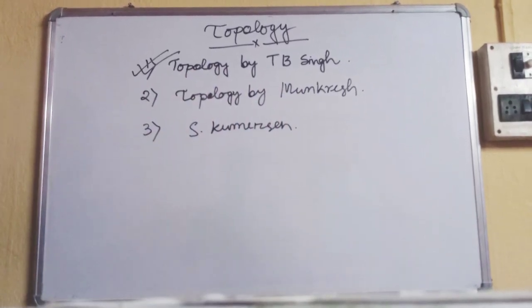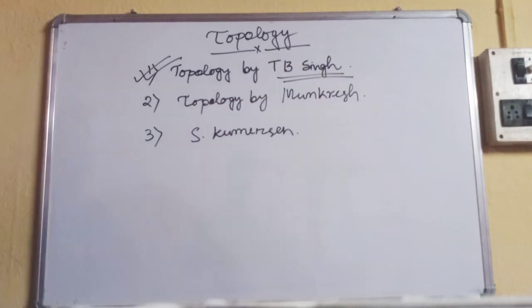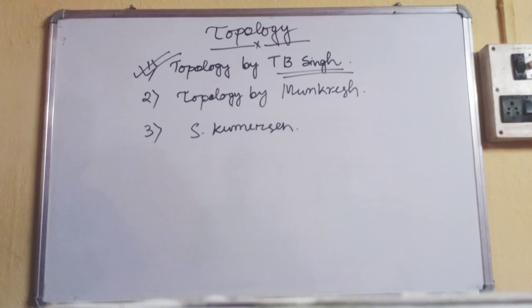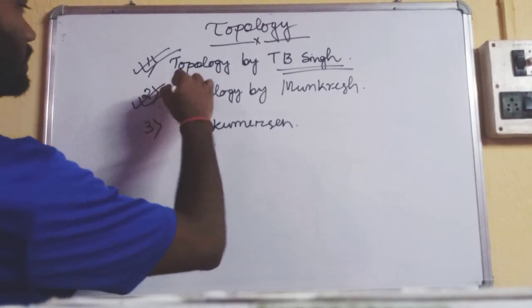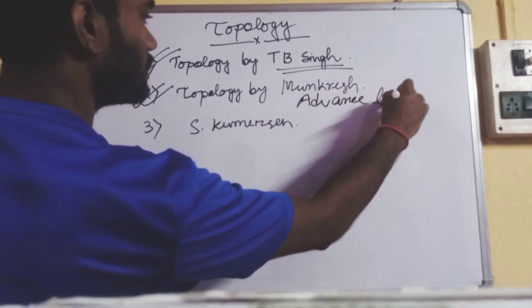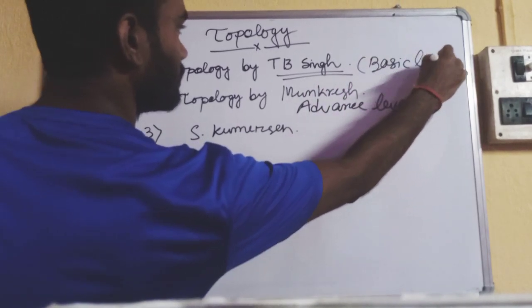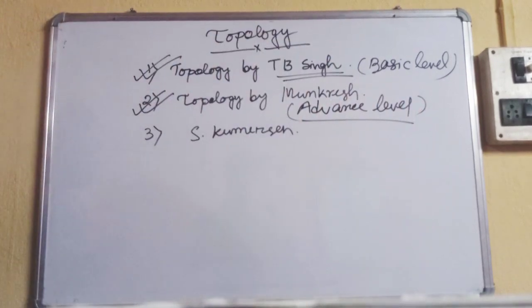Now, for a basic level of knowledge, you have to follow the book by TB Singh. He is a professor from Delhi University. And next, you may follow Munkres for advanced level. This is for advanced level and this is for basic level. Right. So, let's start this topic.